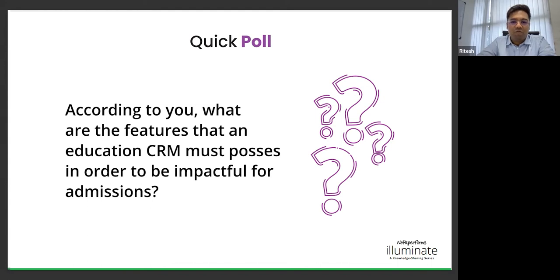Now I have the result in front of me, which I would like to share with you. According to you, what are the features that an education CRM must possess in order to be impactful for admission? The highest option picked is lead management. According to all the stakeholders participating in this session today, lead management is the major pain point. In fact, a CRM should have this feature, followed by inquiry nurturing and tools for effective communication, then reports and insight, and last but not least, brand discovery. Now we will quickly talk about this.